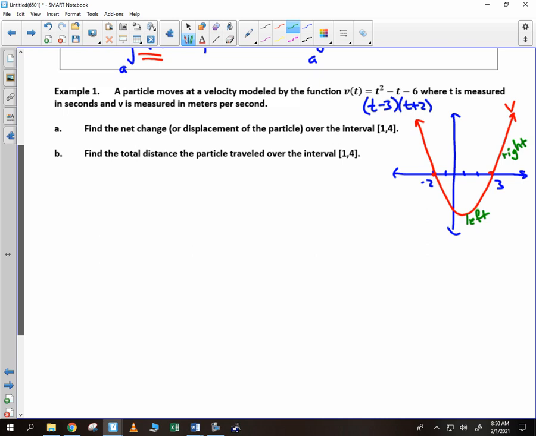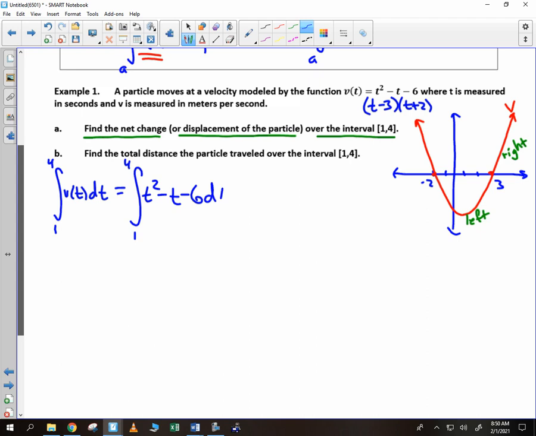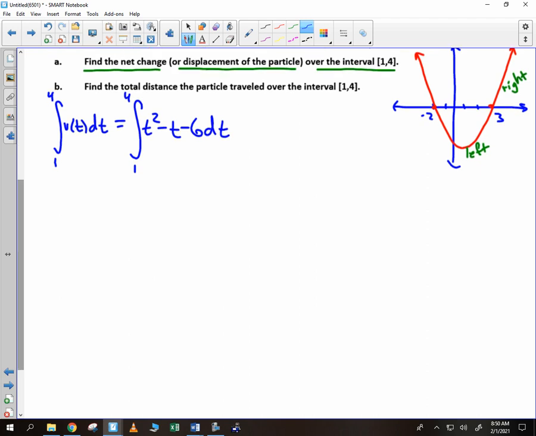It says find the net change or the displacement of the particle over the interval 1 to 4. Okay. The net change is the integral from 1 to 4 of the velocity function, or the integral 1 to 4 of t squared minus t minus 6 dt. We know how to evaluate that very easily. Antiderivative of t squared is t cubed over 3 minus t squared over 2 minus 6t. We're going to evaluate that at 4 and 1.